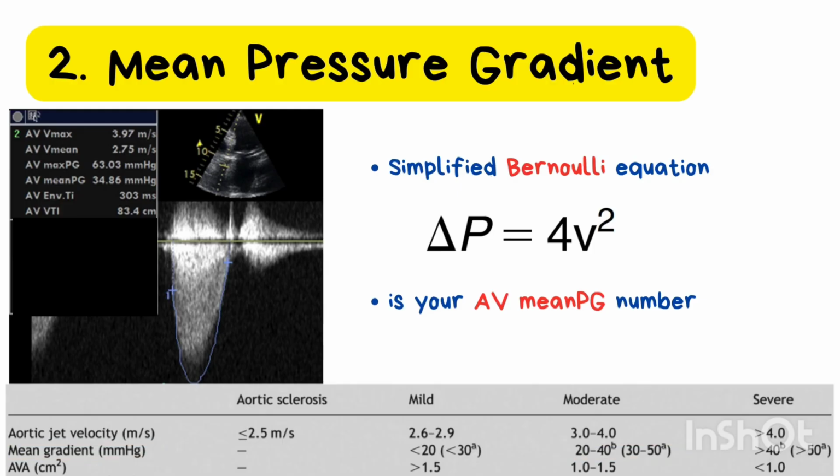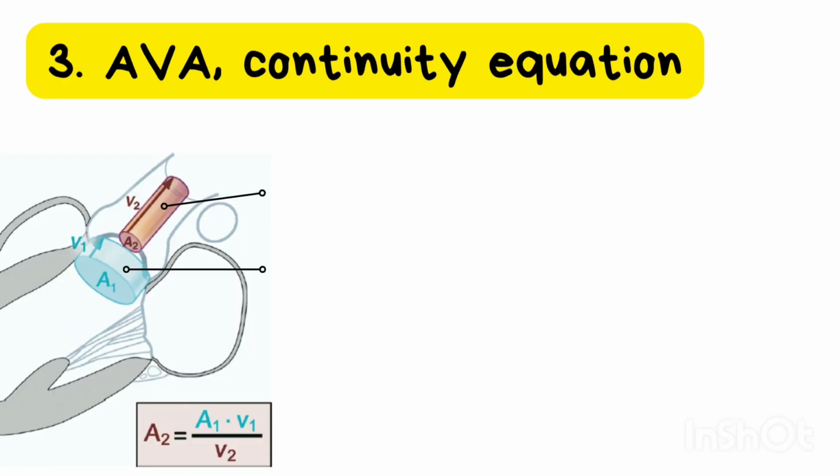Coming up next, we'll look at the third key parameter, aortic valve area.